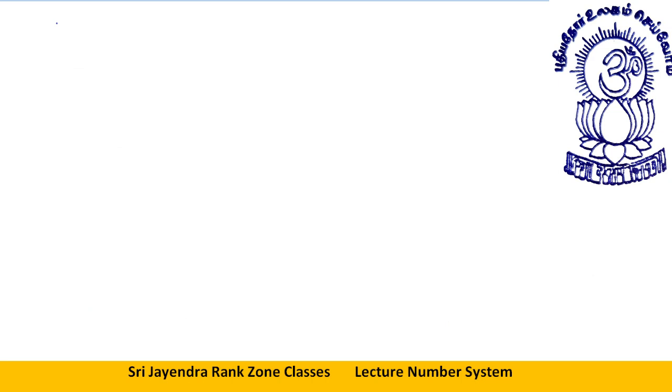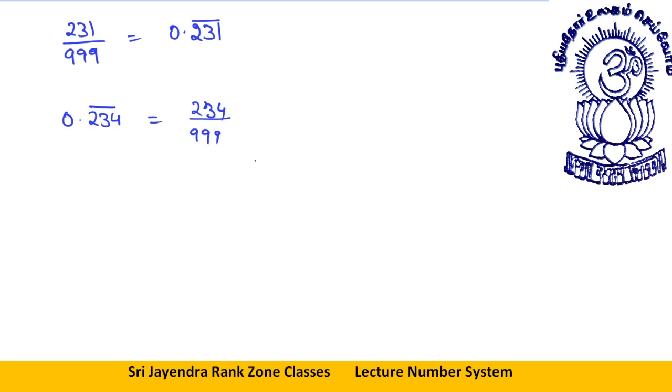The other thing is, suppose I say 231 by 999, so that will be 0.231 bar. I'm sure so far everything is clear. Now the other thing is, students, suppose I directly write in front of you 0.234 bar, so it will be represented as 234 by 999. Whatever the number of digits under the bar, you will get that many 9s.